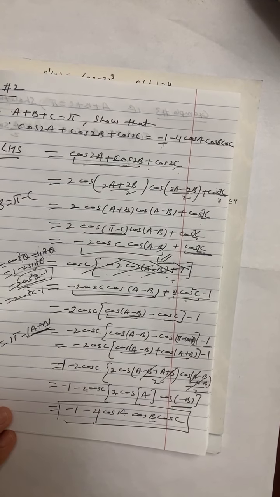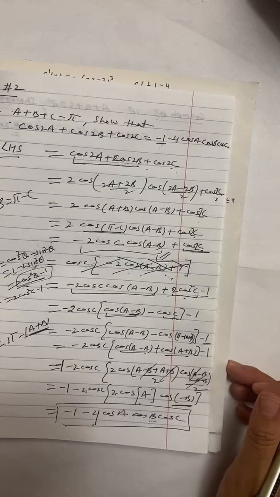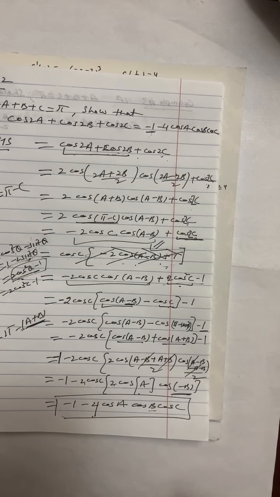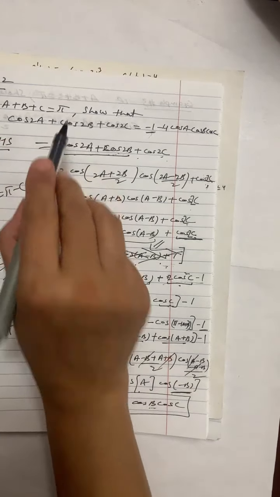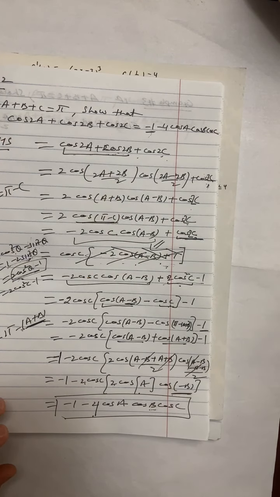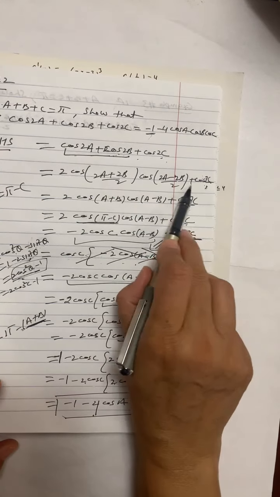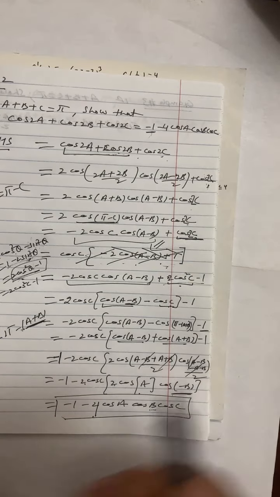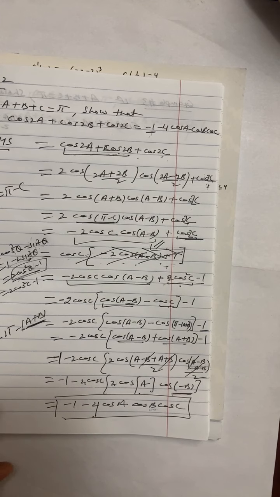So this is how we show these kinds of conditional identities, where the condition in this case is A plus B plus C is equal to pi. I hope it is clear. So be careful, as I said, when you copy down the statement, make sure that you are copying it correctly. Okay, so I'm going to move to the next example here.